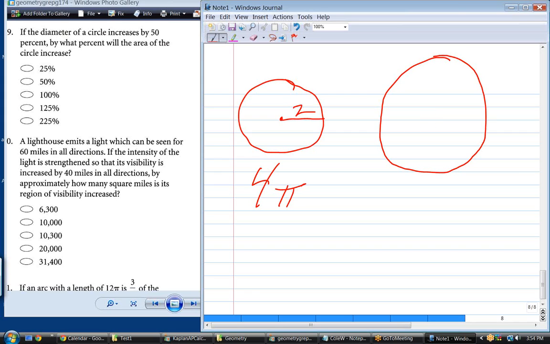3. And what is the area of this circle? 9 pi. So by what percent will the area of the circle increase? Well, it more than doubled, right? It actually went up by 5 pi. Well, 5 pi relative to 4 pi is an increase of 125%.